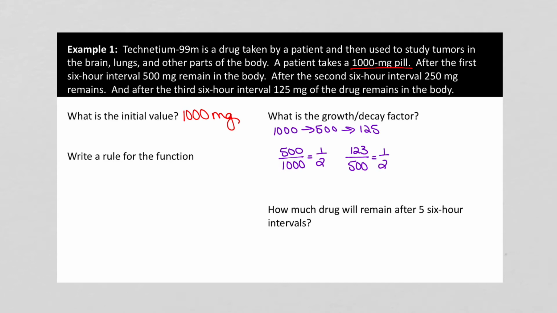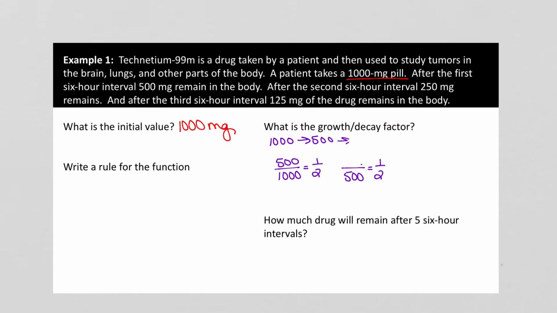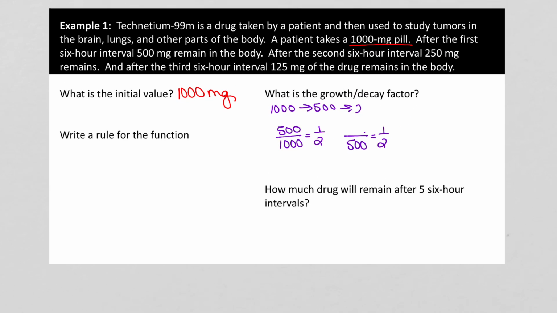You should get the same number each time. So the growth factor is, I wrote that wrong, didn't I? Let's see, 250 and then 125. Okay, there we go. Sorry about that. But anyway, it is still 1/2, our decay factor.